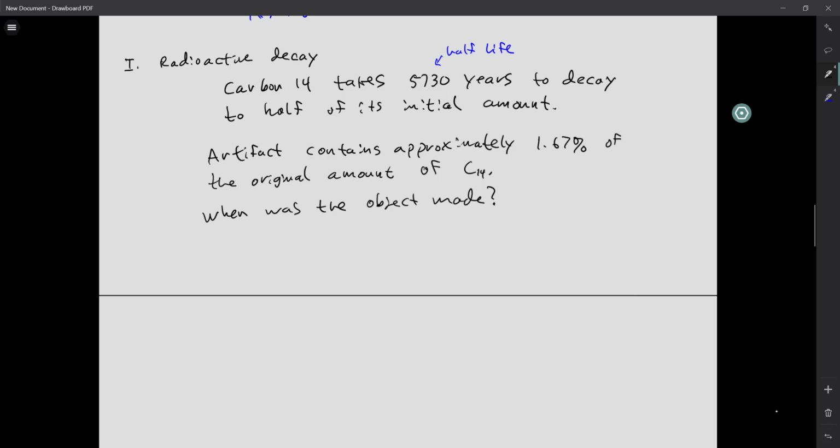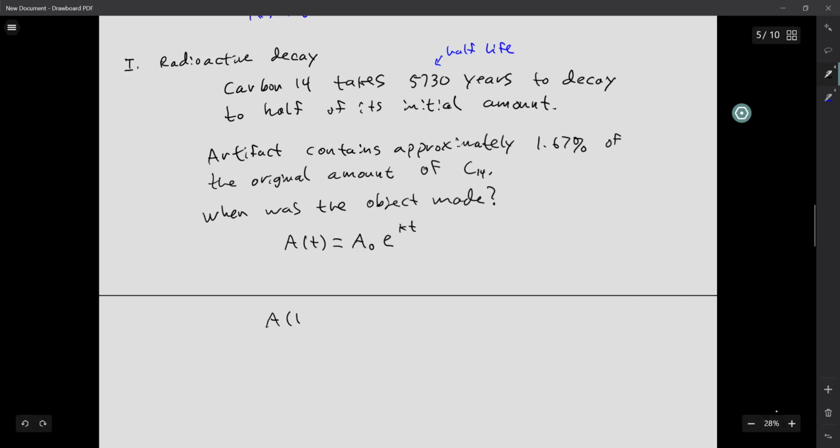We start with our master equation. Let's see, what should we call this? Well, we'll just call it A0 e to the kt. Now what we need is, we need to have the k. I know that after 5,730 years, we're going to get half. So we don't actually need to know the initial amount here.